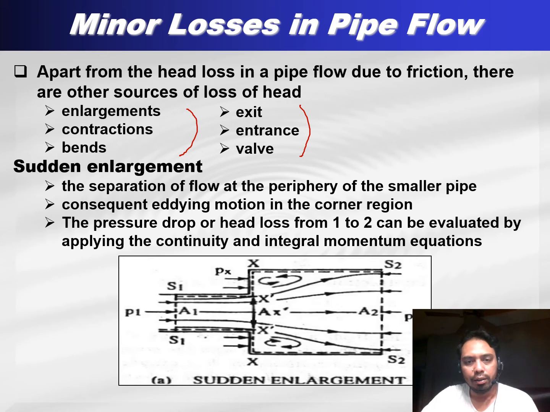Take a look at this figure for the sudden enlargement. There is a phenomenon called separation of flow at the periphery of the smaller pipe. Due to that, we have consequent eddying motions in the corner regions, and they cause the pressure drop or head loss from point 1 to point 2. This can be evaluated by applying the continuity and integral momentum equations.